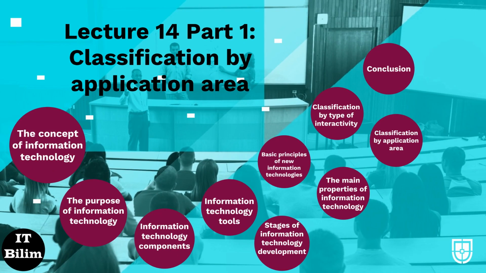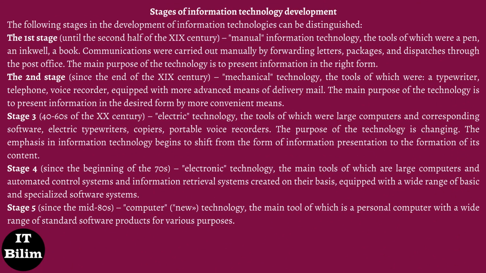Stages of information technology development. The following stages in the development of information technologies can be distinguished. The first stage, until the second half of the 19th century, manual information technology, the tools of which were a pen and inkwell, a book. Communications were carried out manually by forwarding letters, packages, and dispatches through the post office. The main purpose of the technology is to present information in the right form.